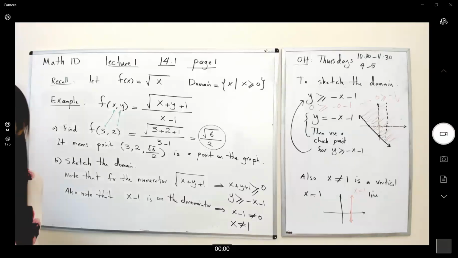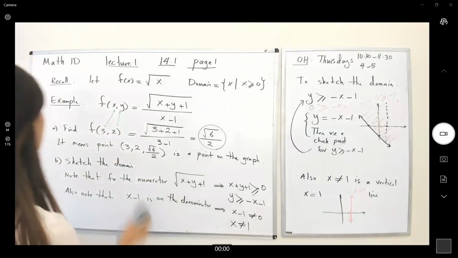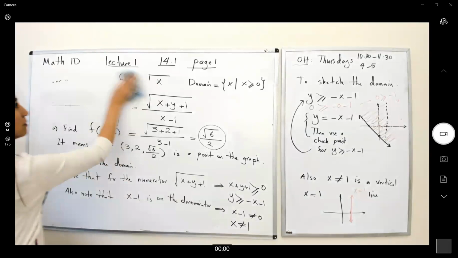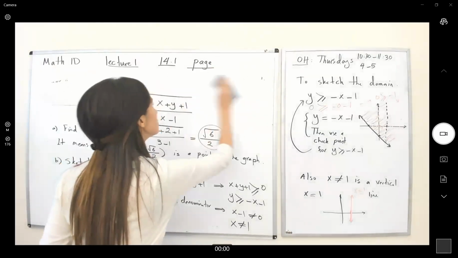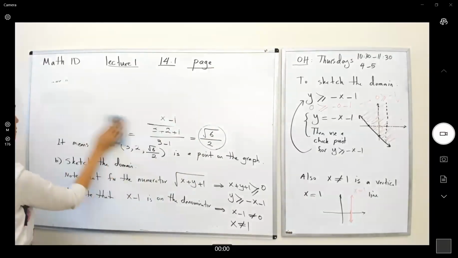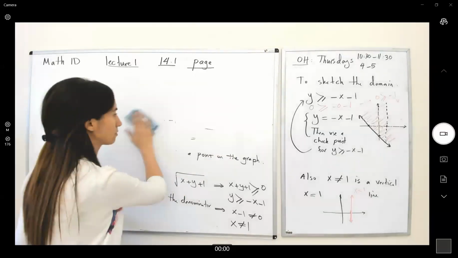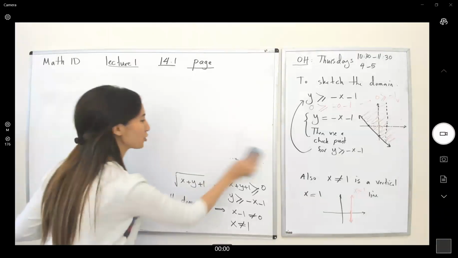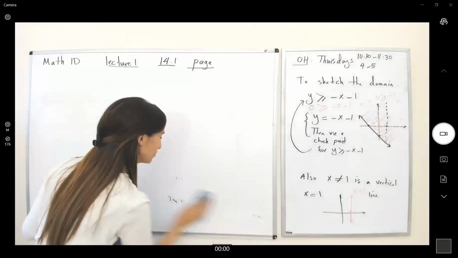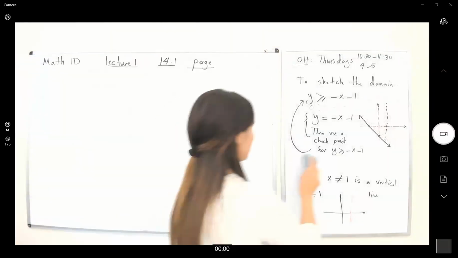Very well. Let us move on to the second page. We have a checkpoint. We have a different function in 2 variables. It's an ln function.